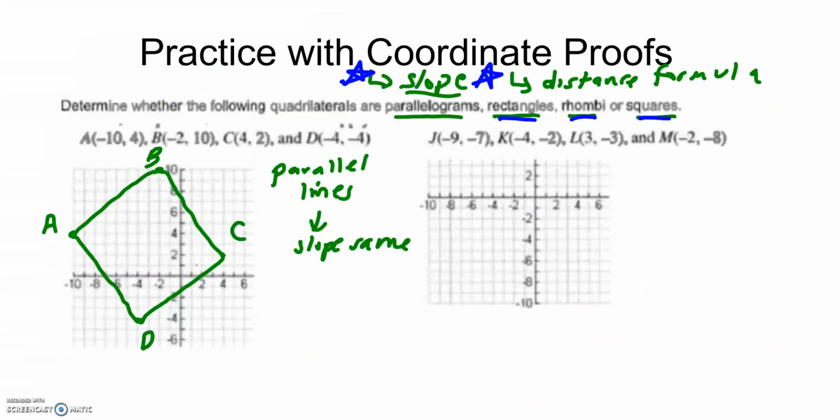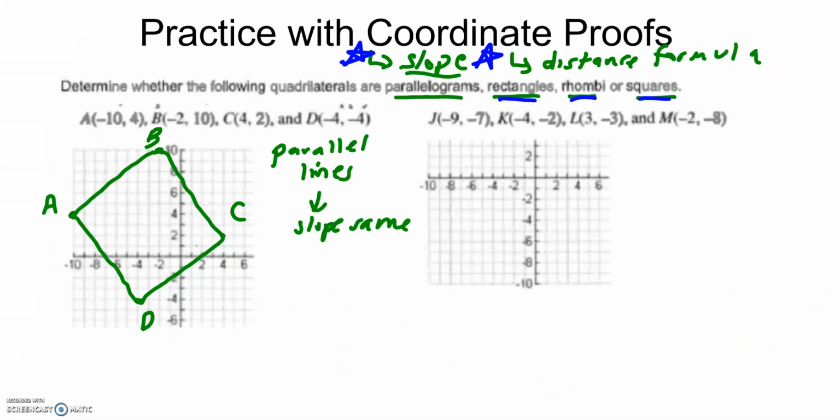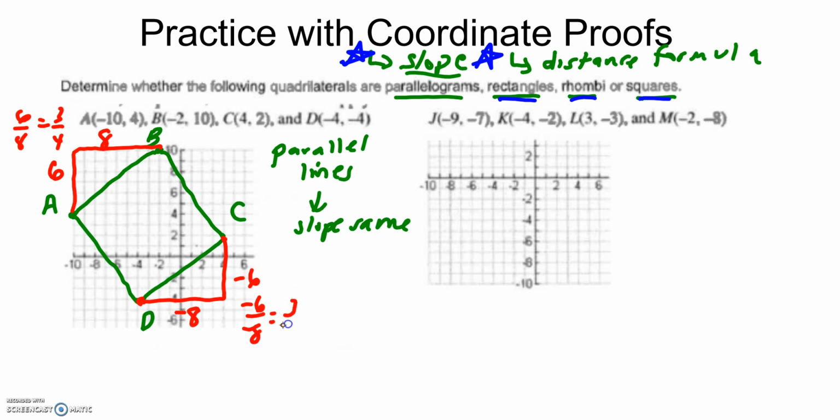But I'm going to go back to this problem and see if I can focus on slopes. Specifically, I'm going to focus on slopes by counting. Remember, slope is really just rise over run. So if I wanted to find the slope of this green line, it looks like I'm going up 1, 2, 3, 4, 5, 6 units, and I'm going over 1, 2, 3, 4, 5, 6, 7, 8 units. So my slope rise over run would be positive 3/4. If I look at the opposite side here, it looks like I'm going down 6 units and to the left 8 units. So that rise over run is also a positive 3/4.